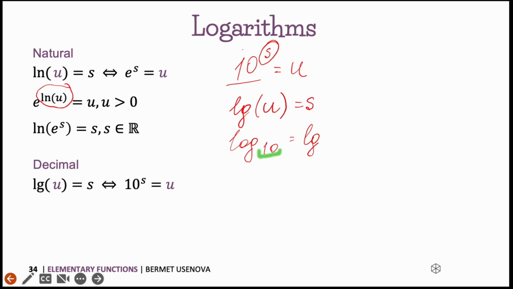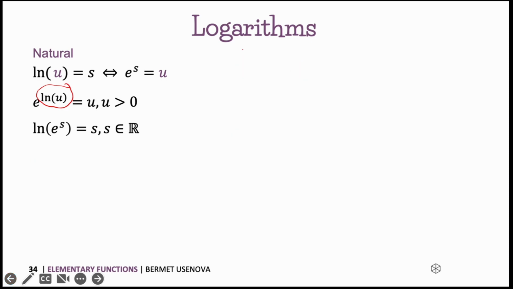So let's have a look at several examples. An example for the natural logarithm would be e to the power of minus 1. And e to the power of minus 1 will be 1 divided by e. We can rewrite it as the natural logarithm of 1 divided by e, and it will equal minus 1. So our logarithm here is this minus 1.